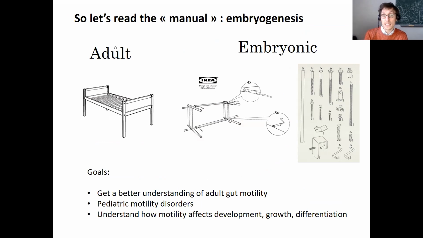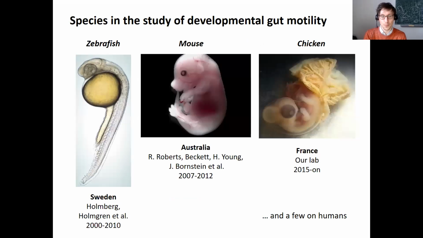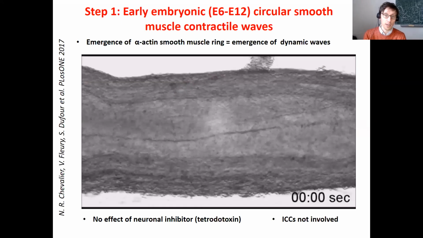Also try to get some insights into pediatric motility disorders, and finally see how motility in the embryo may affect other developmental processes such as growth or differentiation. Other species which have been considered in the development of motility include the zebrafish, the mouse, with many awesome studies by investigators in Australia. And over the past couple years, we have performed studies on the chicken, and I'll be giving you insight into our discoveries today.